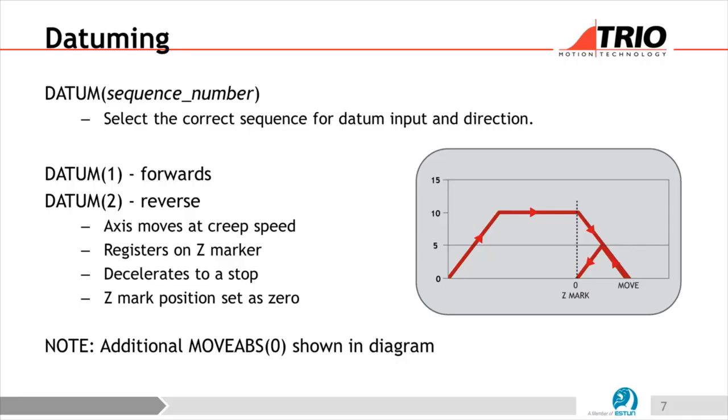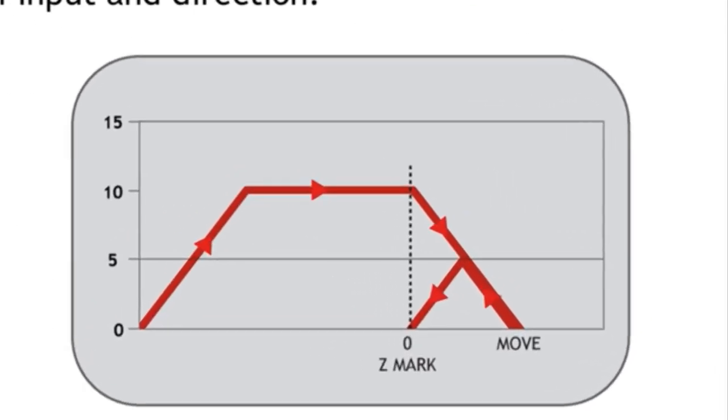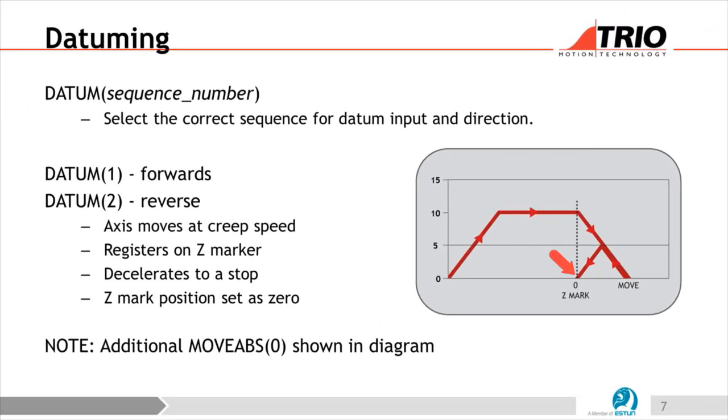So you have these DATUM commands. You have to select the correct sequence for the datum input and the direction. Datum 1 always goes forward, and datum 2 is for reverse, and in datum 2 you have other options like the axis moving at creep speed. You can set the creep speed, register on the Z marker, decelerate to stop, or with the Z marker the position is set as 0.